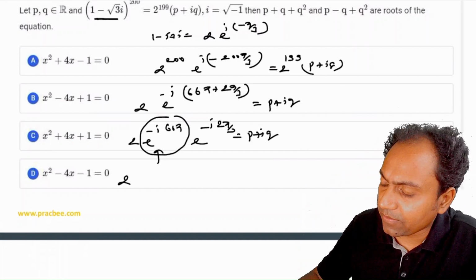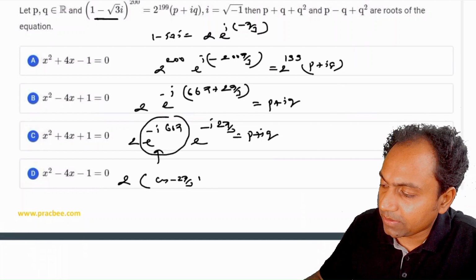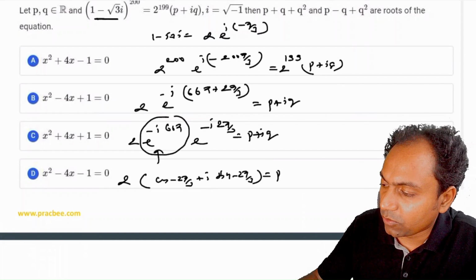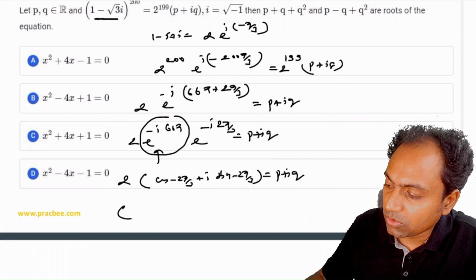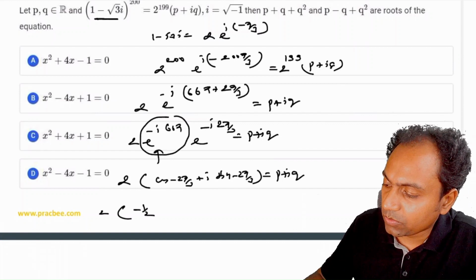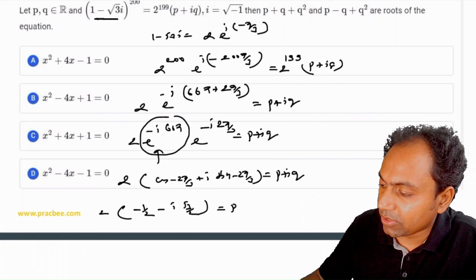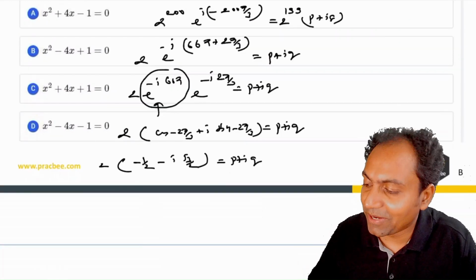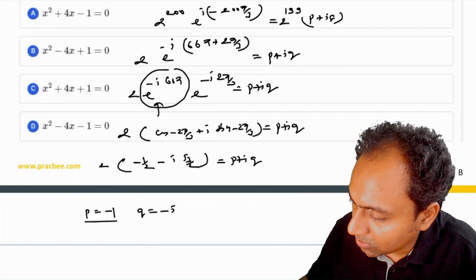And if I simplify, what I get ultimately is cos of minus 2 pi by 3 plus i times sine of minus 2 pi by 3 equal to p plus iq. And if I further simplify, this becomes minus 1 by 2 minus i root 3 by 2 is equal to p plus iq. If I simplify it further, the value of p comes out to be minus 1 and the value of q comes out to be minus root 3.